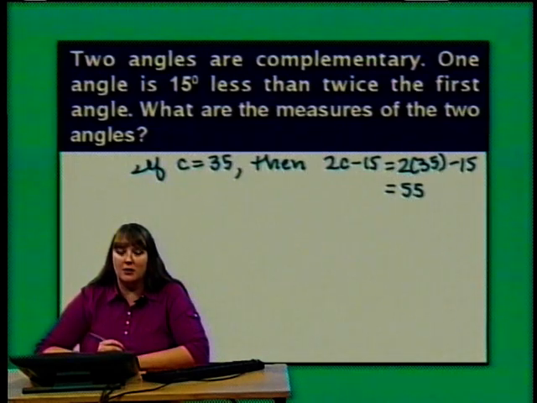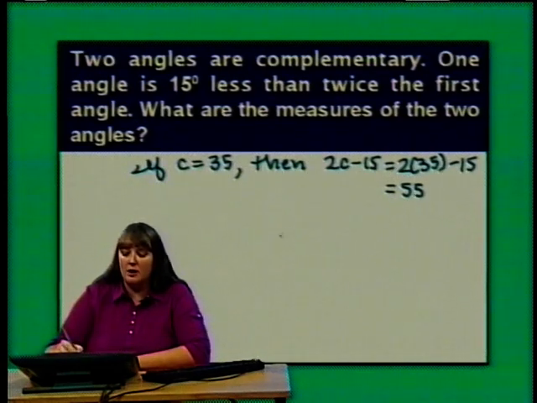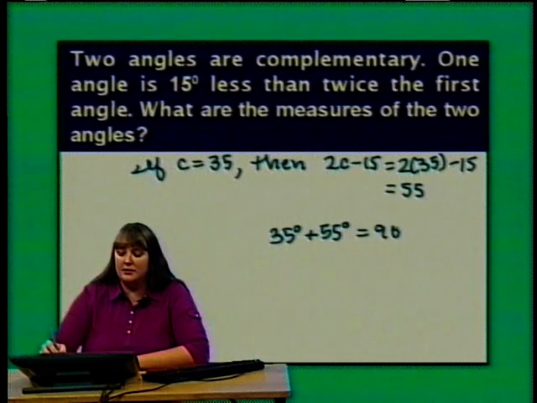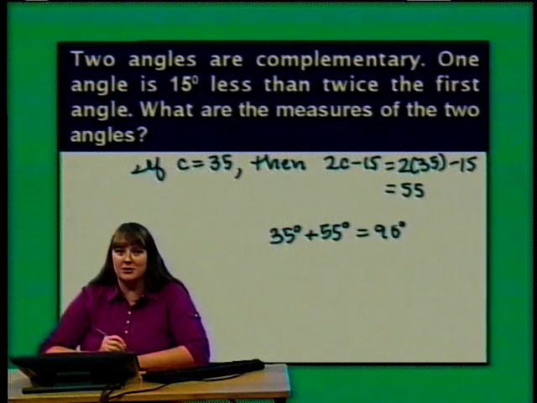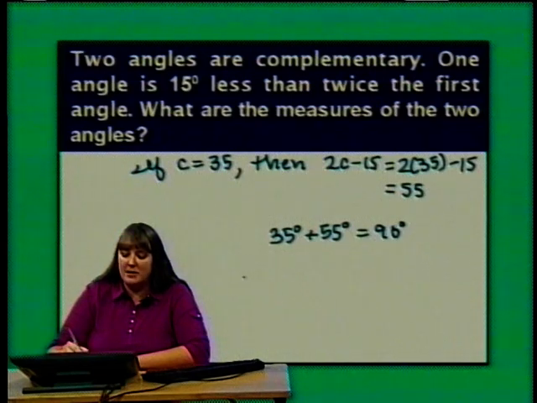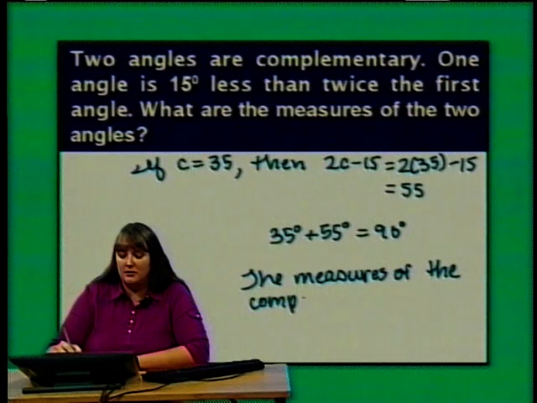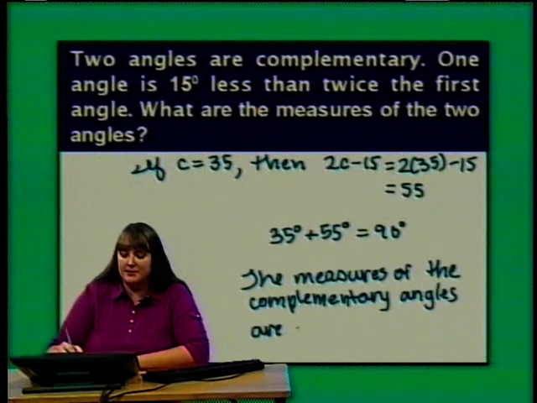So how does my check work? Well, these angles are supposed to be complementary. What happens when I add 35 degrees and 55 degrees? I get 90 degrees, precisely the definition of complementary angles. So now I can state my conclusion. The measures of the complementary angles are 35 degrees and 55 degrees.